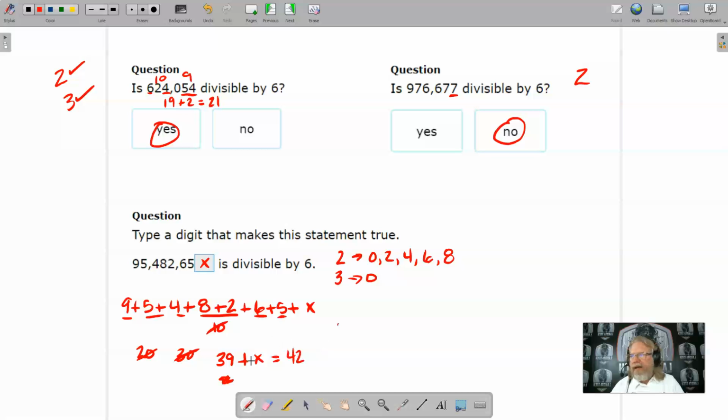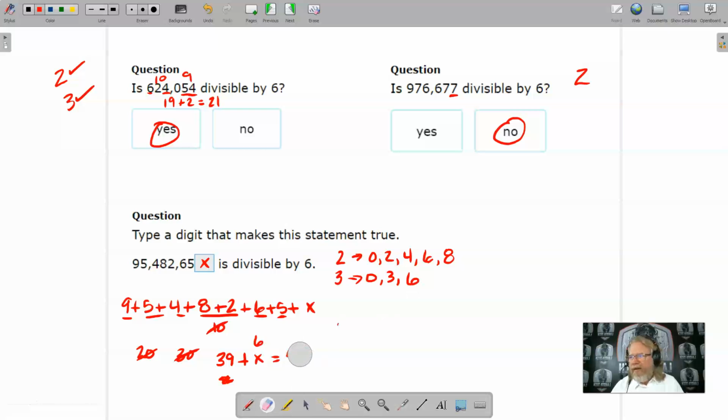42 will divide by 3. 39 plus what number is 42? Well, that number would be 3, right? So for rule 3, 3 could do it. And let's go ahead and go on. 42 plus another 3 would be 45. 39 plus what number is 45? Well, 39 plus 6. So 6 would work.